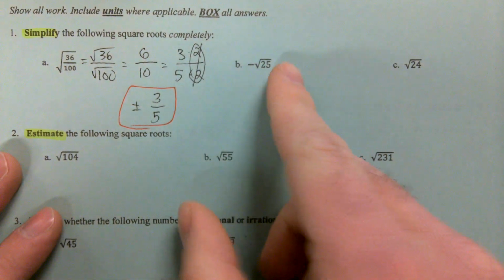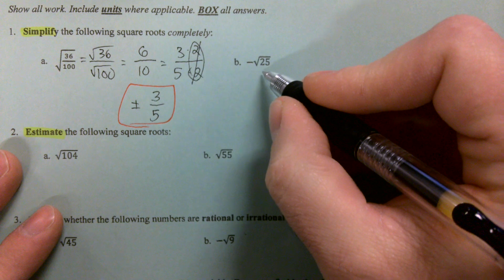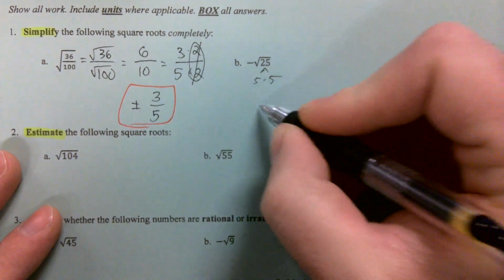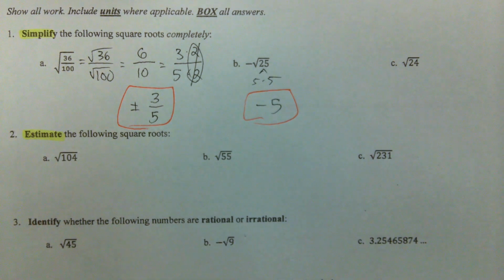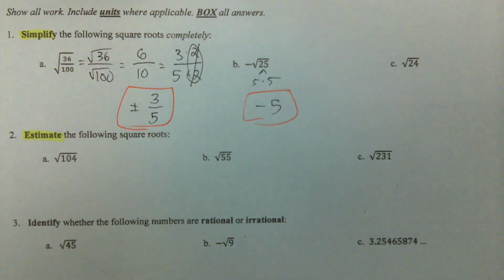All right, B, just like our warm-up, I've got a negative sign in front. 25 is 5 times 5. So my answer is just negative 5, right?